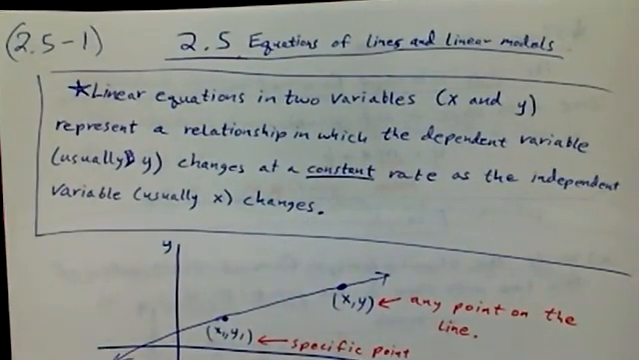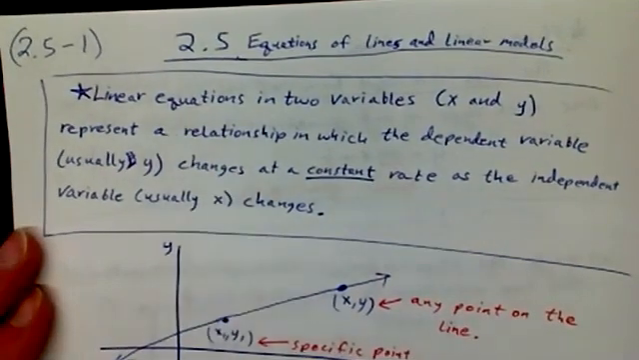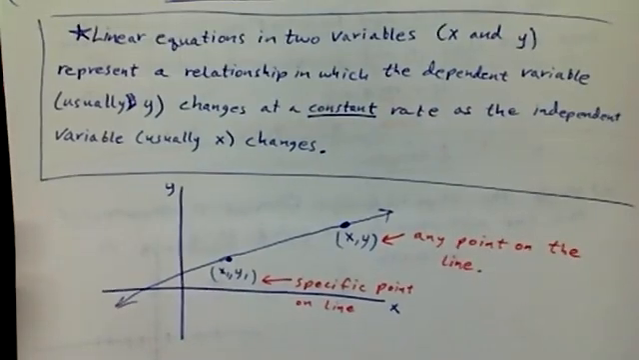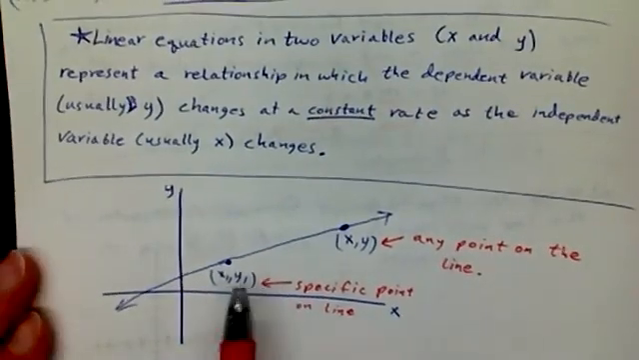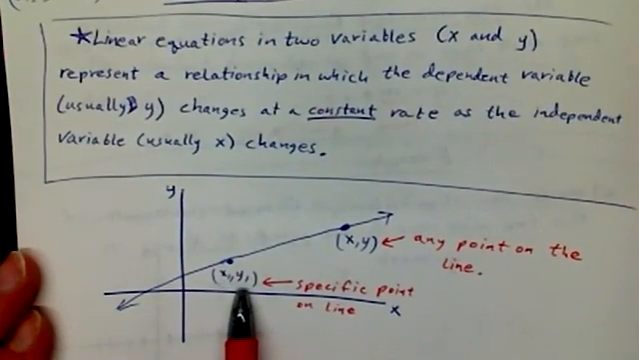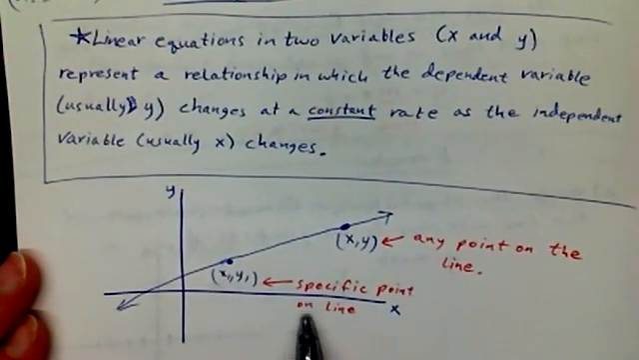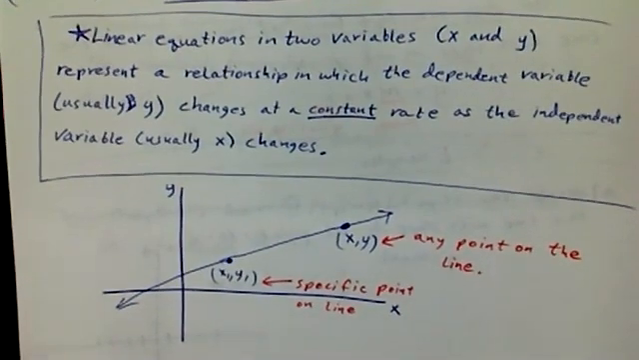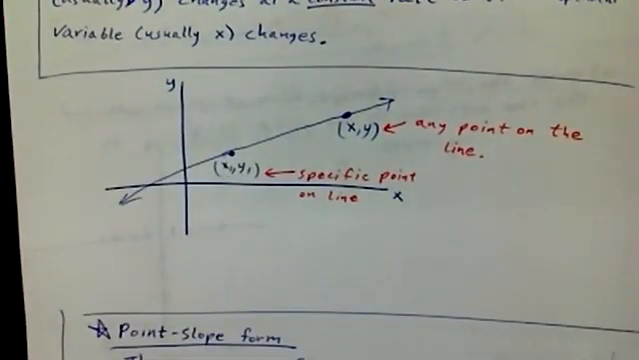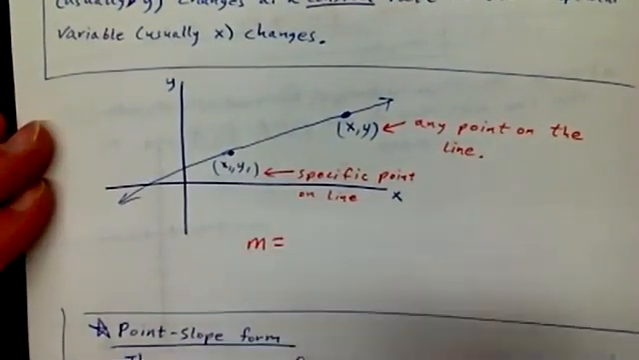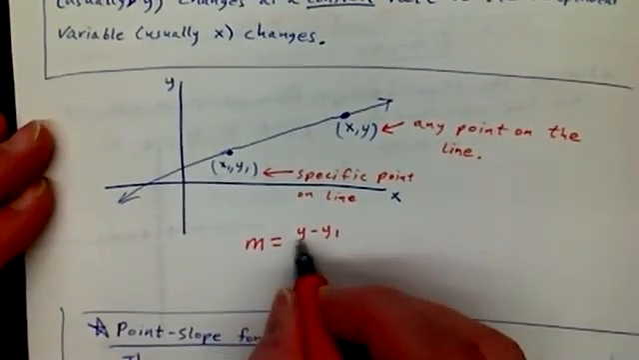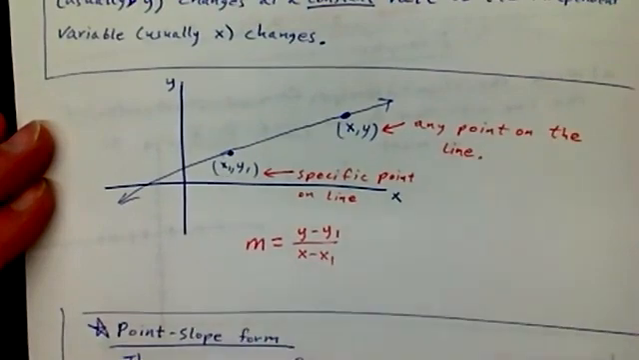Okay, so here's the situation. Since this is linear, we know it looks like a line. So if we look at this graph, I want to pick a specific point on here. I'll call it x1, y1. So that's some specific point on the line. And then I'll just pick some general point x, y. That's just any point on the line. If I get that, we know for slope that I could write that as the rise, the difference in the y's, over the run, the difference in the x's. Okay, so that's my slope.